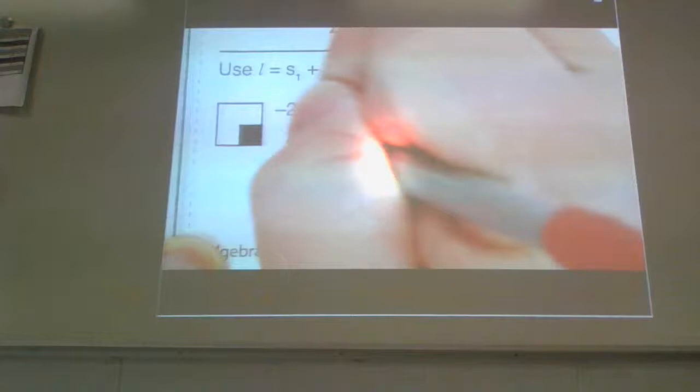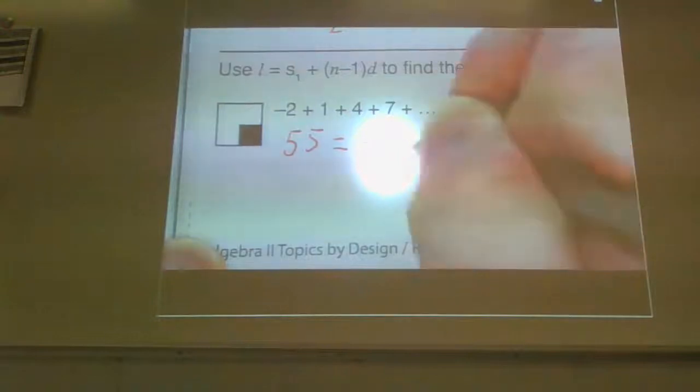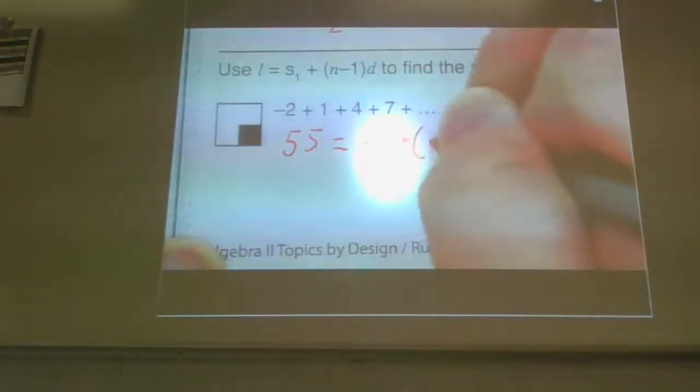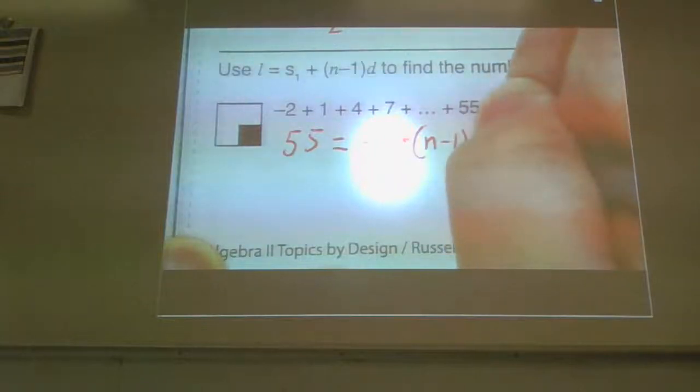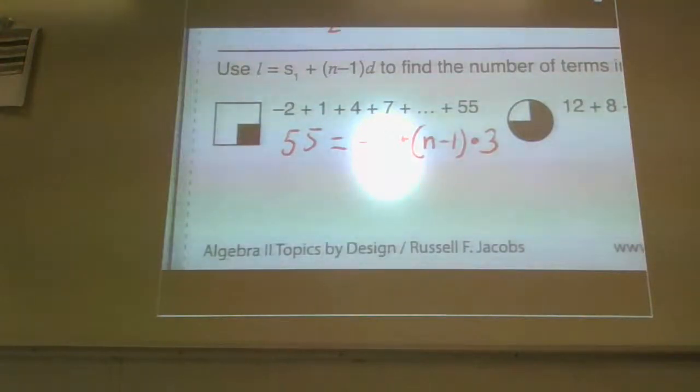But this is the setup. The last term equals the first term plus parentheses n minus 1 times 3. I'm not going to solve that problem for you. I'm just going to set that one up for you, being that this is the last term, 55. Negative 2 is the first term. They're using S sub 1 here. And 3 is the common difference. If you can solve for n, then you would find the number of terms that they used in order to get this arithmetic series, is what that comes down to.